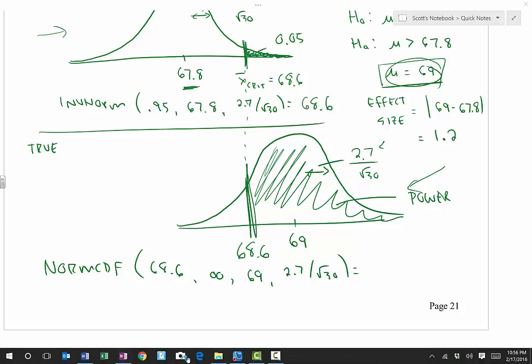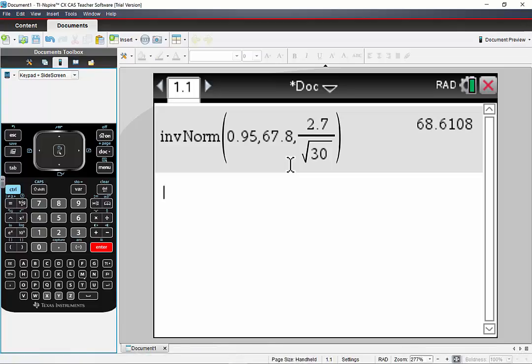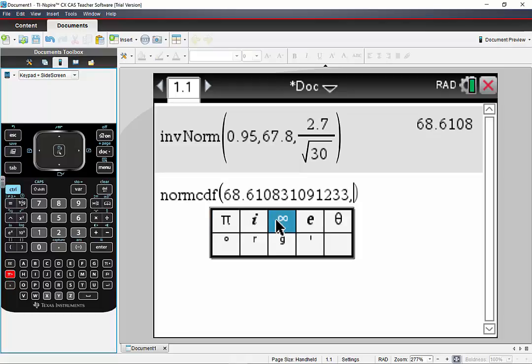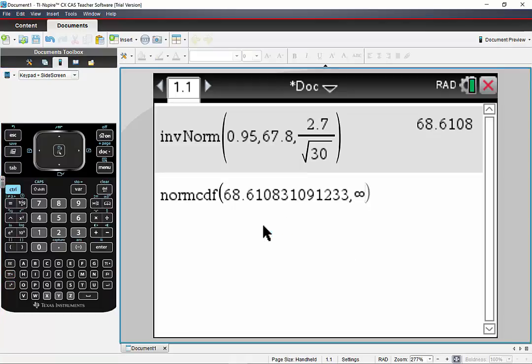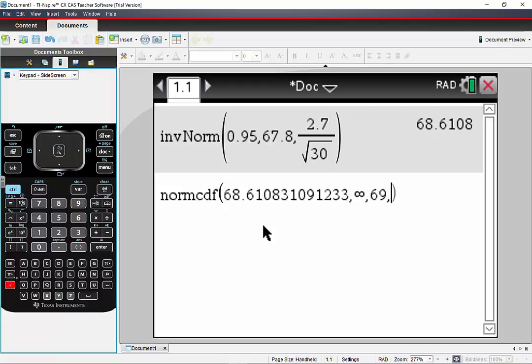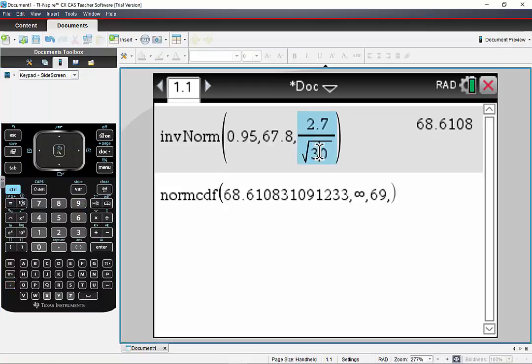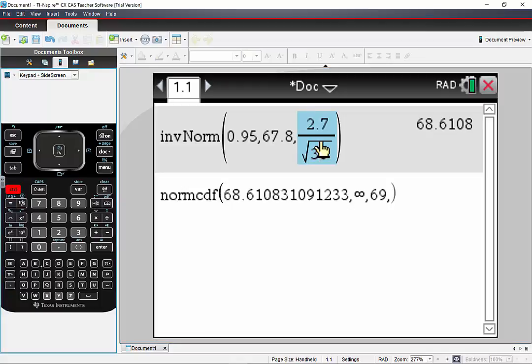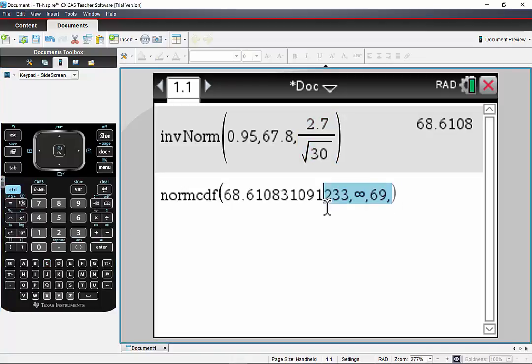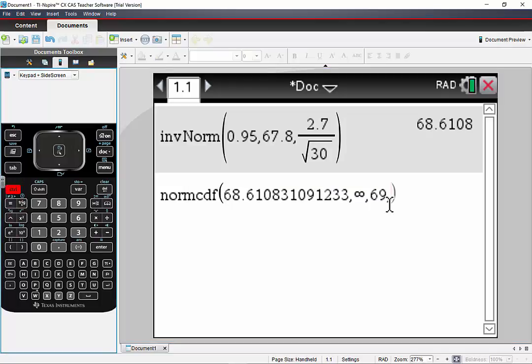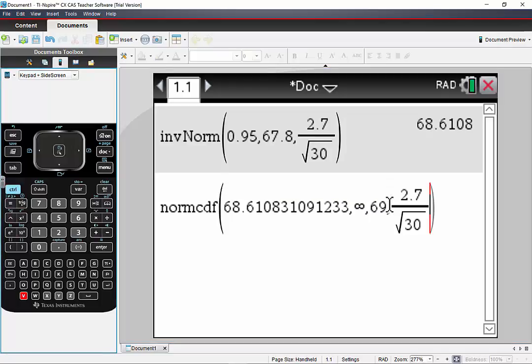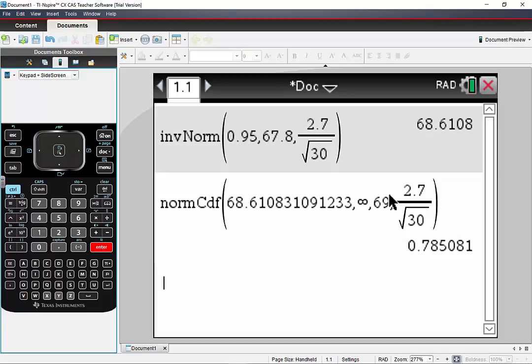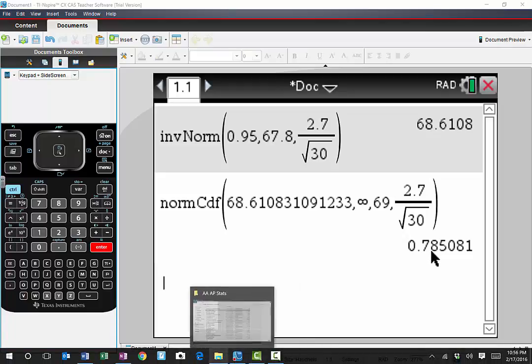That's it. Norm CDF. Let's select this value to positive infinity, comma 69, comma 2.7 over the square root of 30. Be nice if I could grab this and copy it. Control C. Is that going to work? Control V. 78.5. So that's the area.